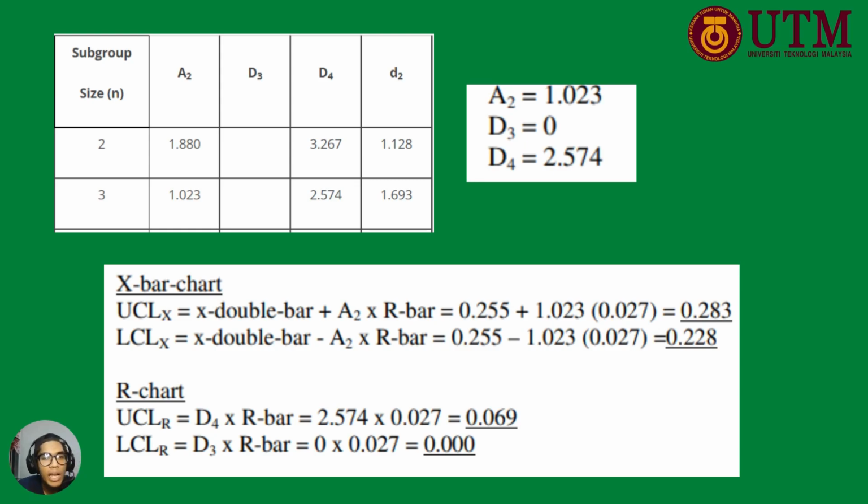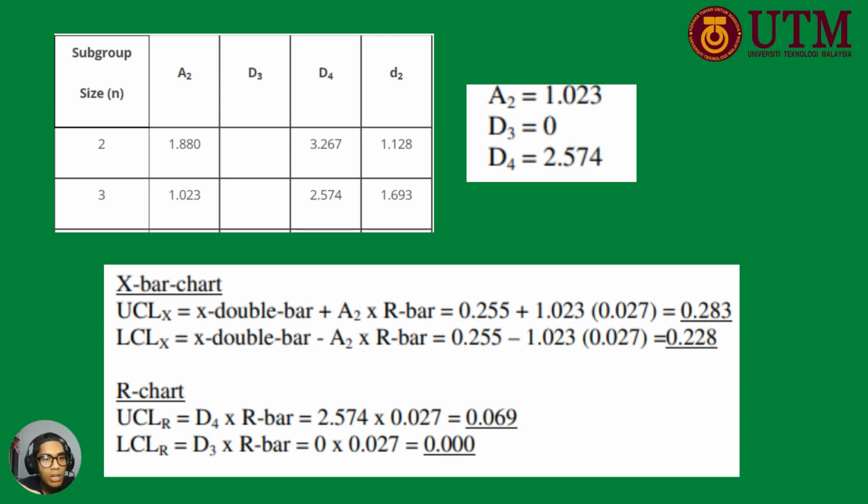Okay, and then for UCL X, the formula is X double bar plus A2 multiplied by R bar. So it's going to be 0.283. That's the example of it. For LCL for the X bar chart, the formula is X double bar minus A2 times R bar. So that is the formula.